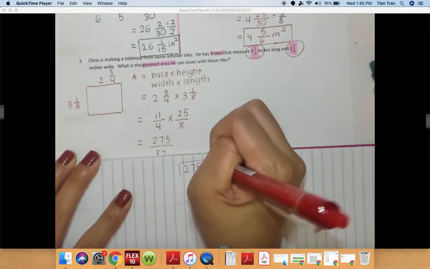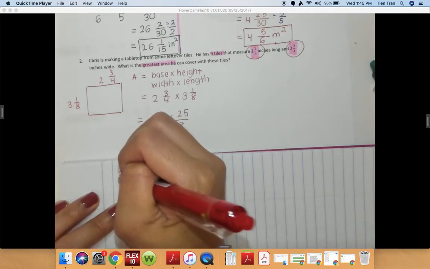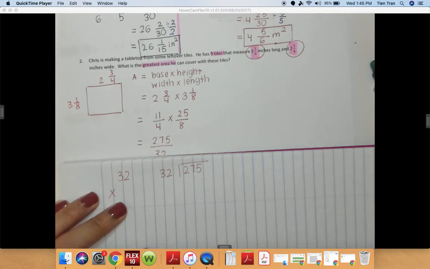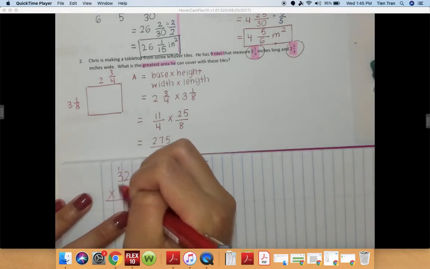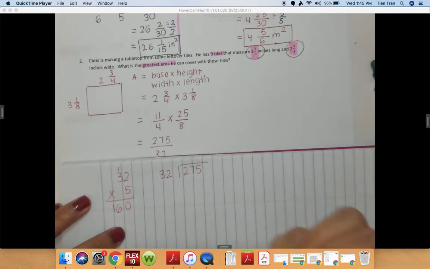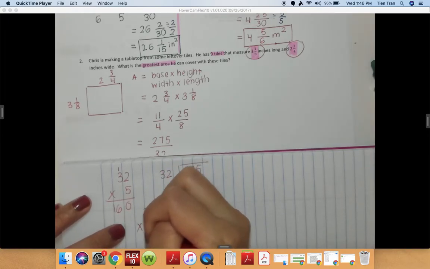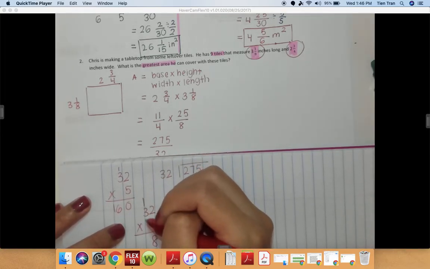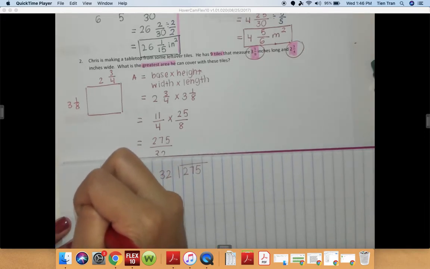275 divided by 32. I need to think how many times 32, or 30, can go into 275 approximately. So I'm going to try 5. 5 times 2 is 10. 5 times 3 is 15, plus 1 is 16. I get 160. That's very low. So I'm going to try 9. 9 times 2 is 18. 9 times 3 is 27, plus 1 is 28. That's just above. Let's try 8.